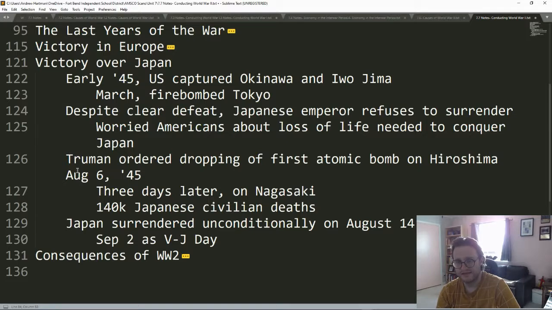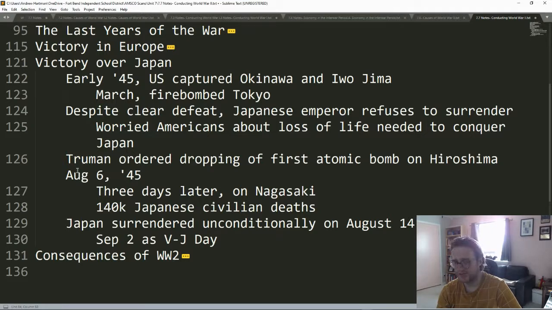And so what we see is that using some sort of calculus, Truman decides that this is going to save more American lives to drop a nuclear bomb on Japan than invading it. And so they drop an atomic bomb on Hiroshima on August 6th, 1945. The Japanese government doesn't do anything because they think that's all they got. It's not all they got. They have one more nuclear bomb, and they dropped that 3 days later on Nagasaki, leading to 140,000 Japanese civilians dying.